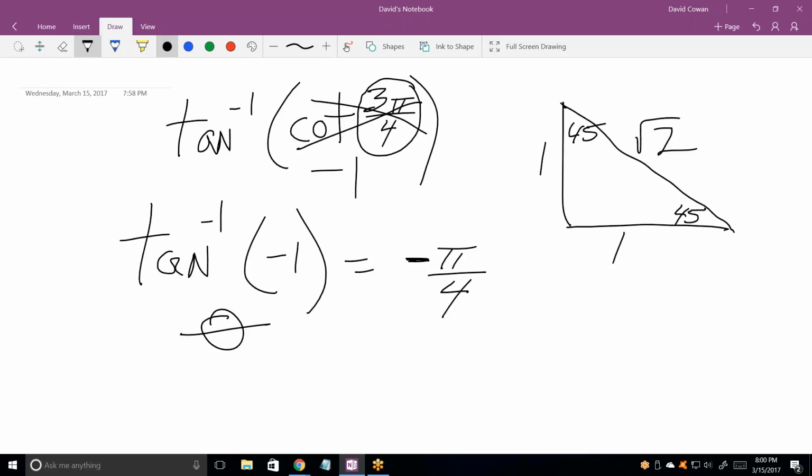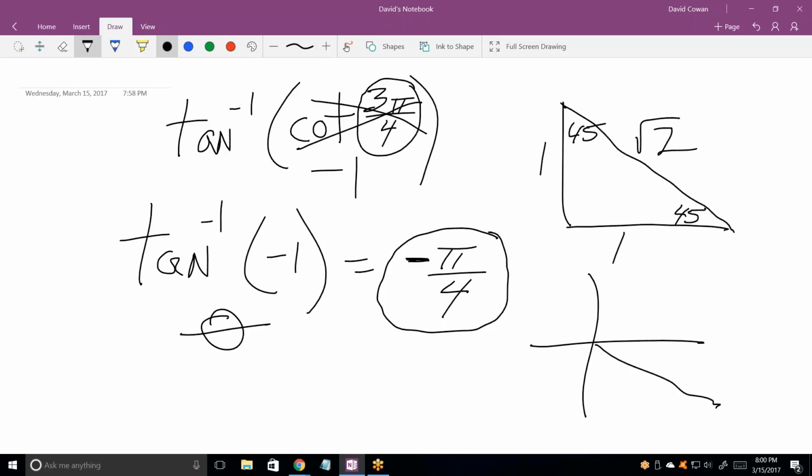Notice that's the same as 7 pi over 4. It's just turning in a different direction. It's not going to give you 7 pi over 4 as an answer. It's always going to give you a negative first quadrant angle, which puts it in the fourth quadrant. In other words, you just go clockwise instead of counterclockwise. So negative pi over 4 is indeed that 45-degree angle. That's theta right there, and that's negative pi over 4.